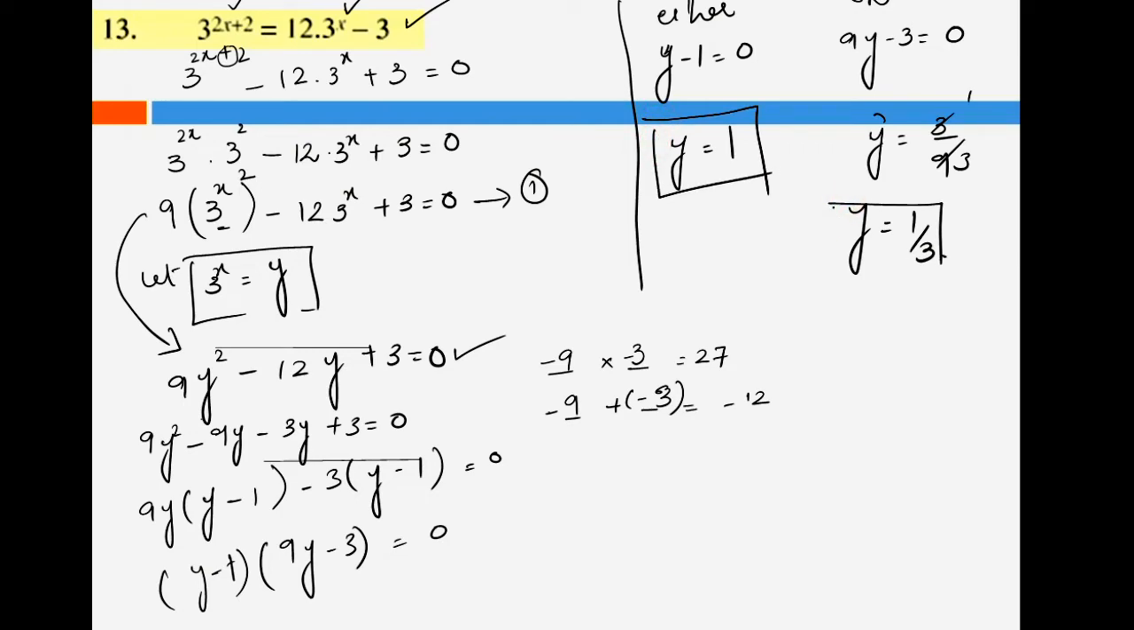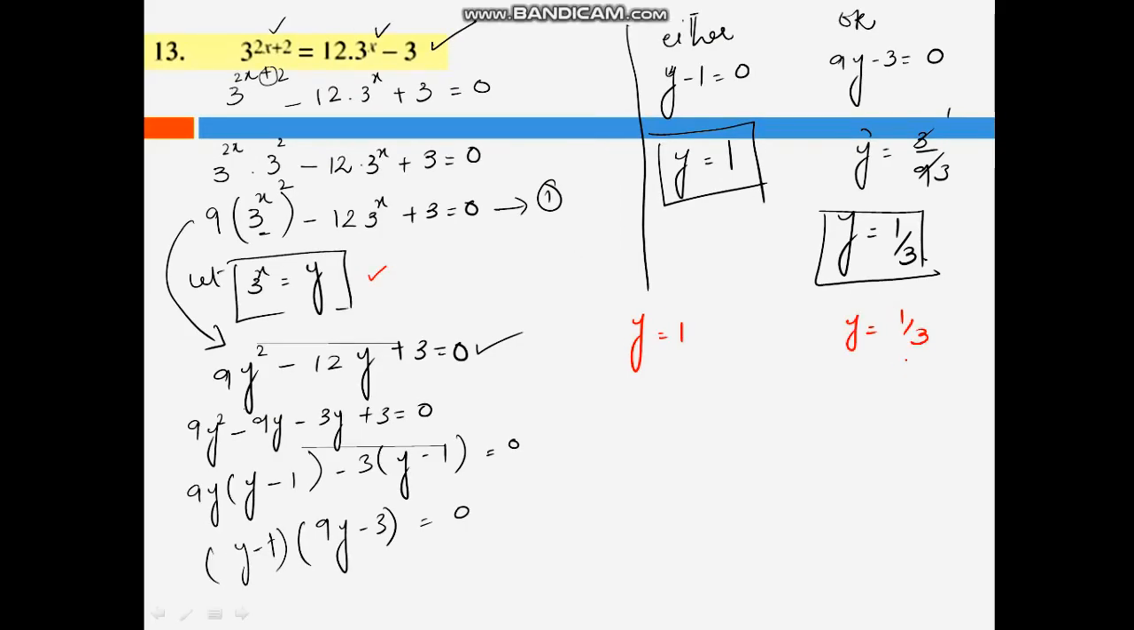y is equal to 1 and y is equal to 1 upon 3. But we need the value of x. We have taken y as 3 raised to the power x. So resubstituting the value of y, we were having y is equal to 1 and y is equal to 1 upon 3. Resubstituting the value of y, that is 3 raised to power x is equal to 1 and 3 raised to power x is equal to 1 upon 3.